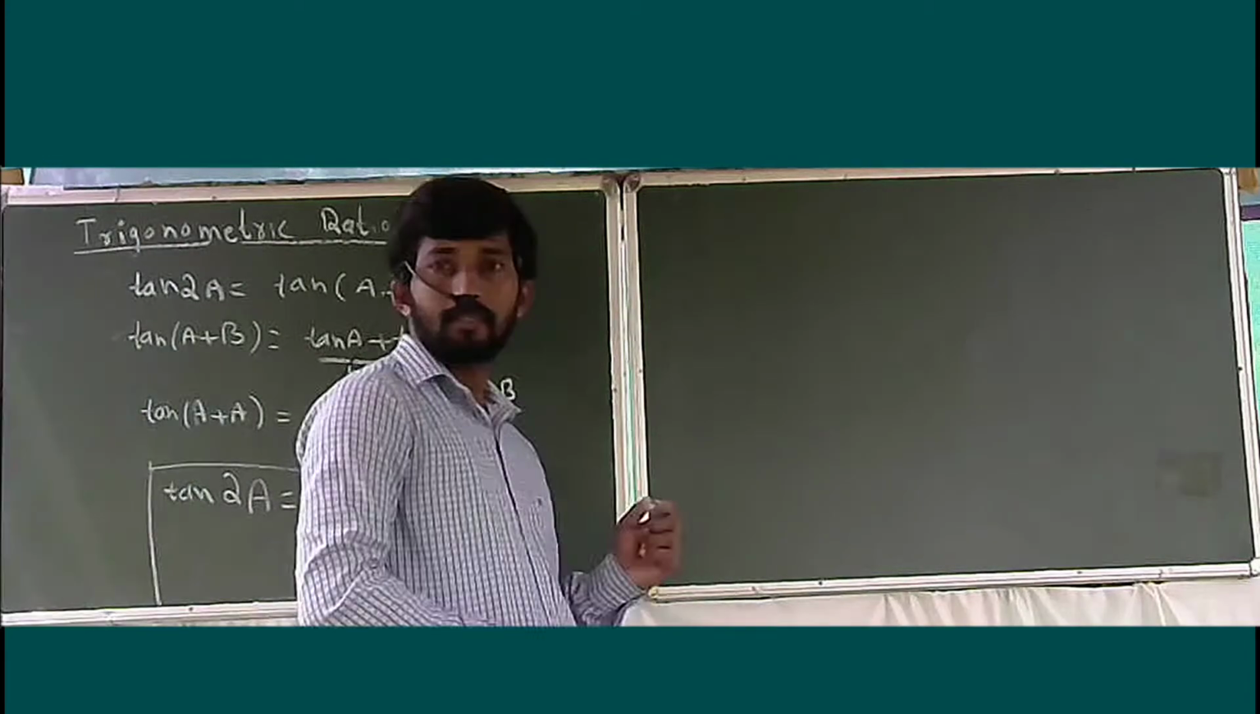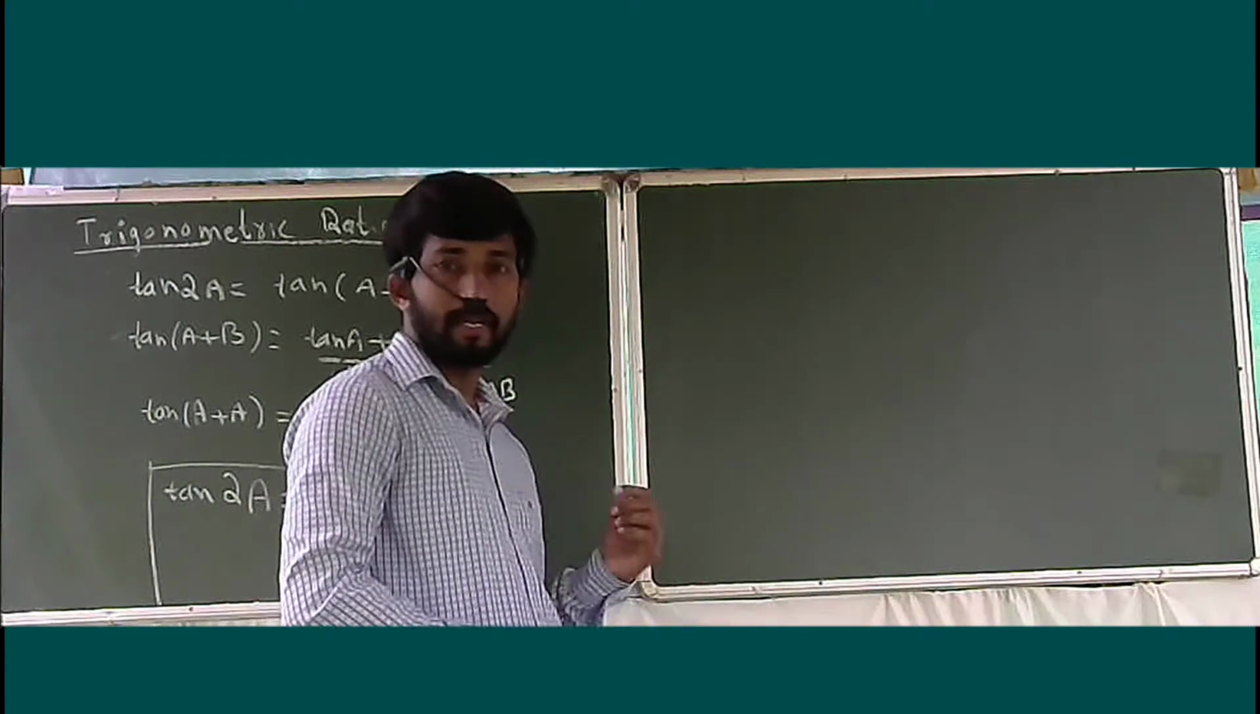Now see, tan of A plus A is tan 2A. It's equal to tan A plus tan A, which is 2 tan A, divided by 1 minus tan A into tan A. Tan A into tan A, like x into x, is x square. Tan A whole square can be written as tan square A. Therefore, tan 2A formula is equal to 2 tan A divided by 1 minus tan square A. These are some important trigonometric ratios of 2A.